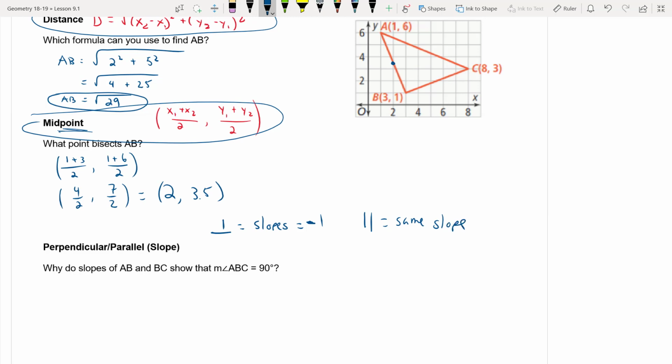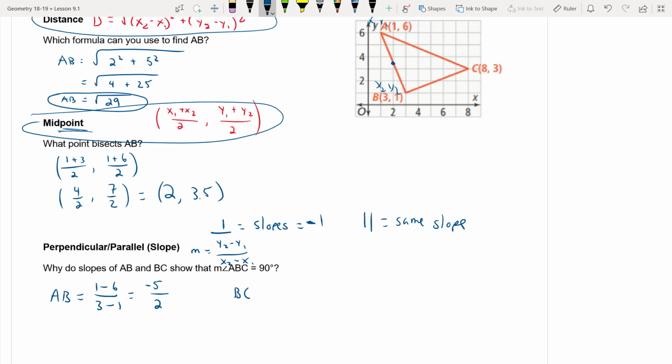So I've got these tools that I can use. And remember, our slope formula is y2 minus y1 over x2 minus x1. So if I'm looking at AB, this can be x1, y1, and then this one can be x2, y2. So the slope of AB is going to be y2, 1, minus y1, 6, over x2, 3, minus x1, which is 1. So 1 minus 6 is going to be a -5, and 3 minus 1 is going to give me 2. So that's my slope of AB.